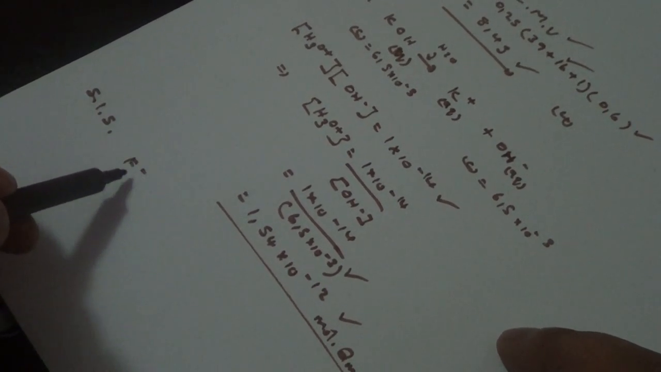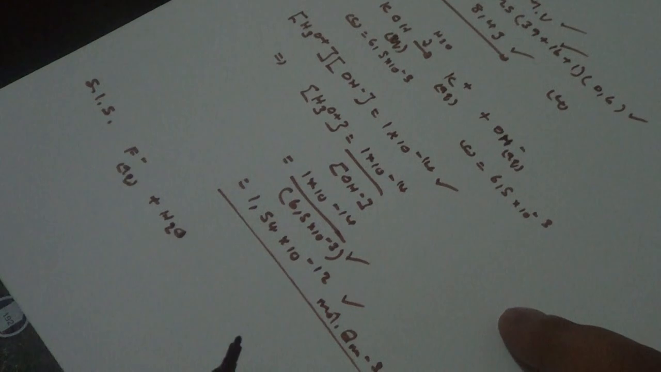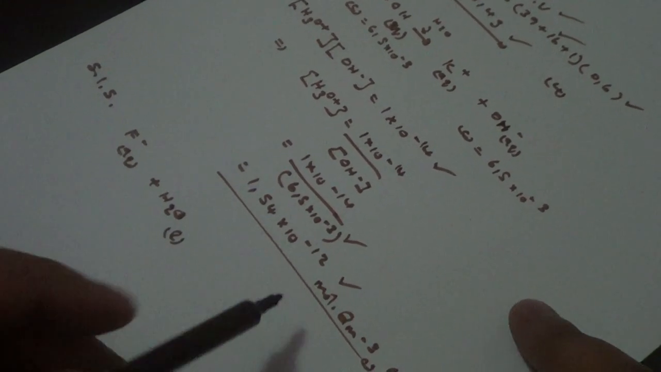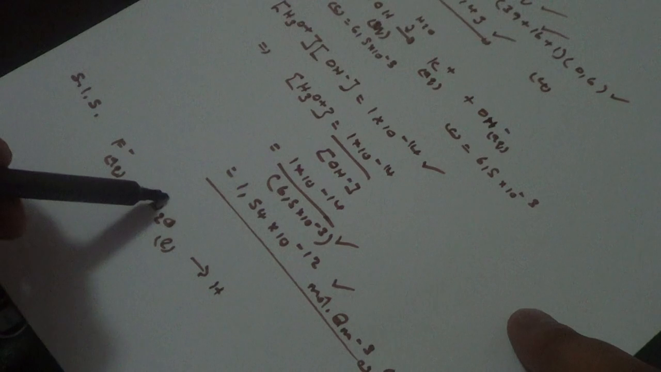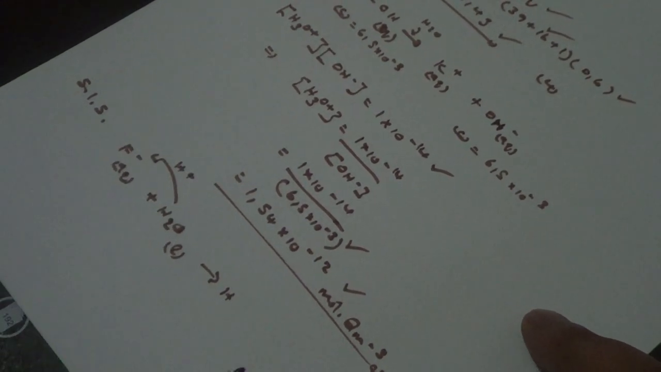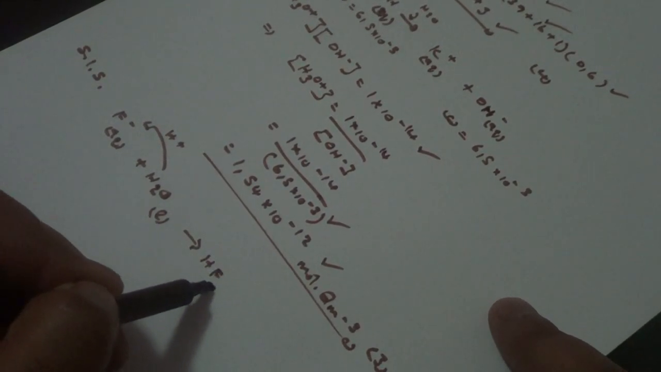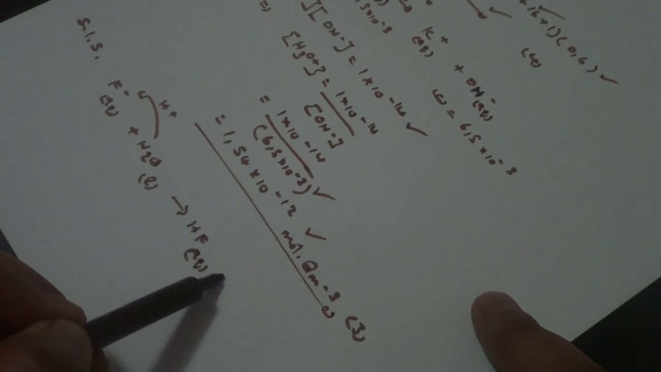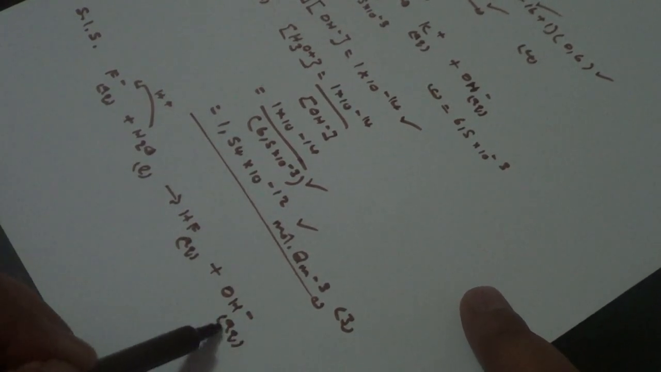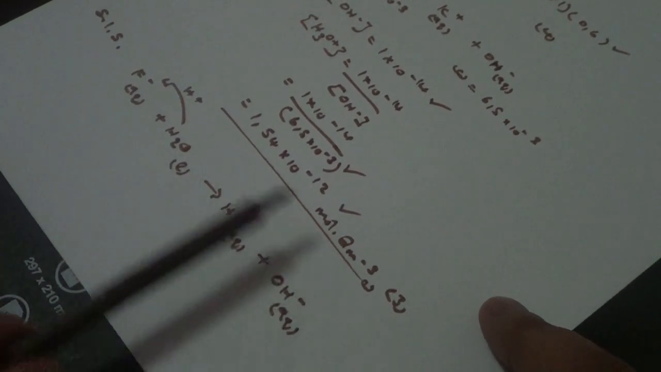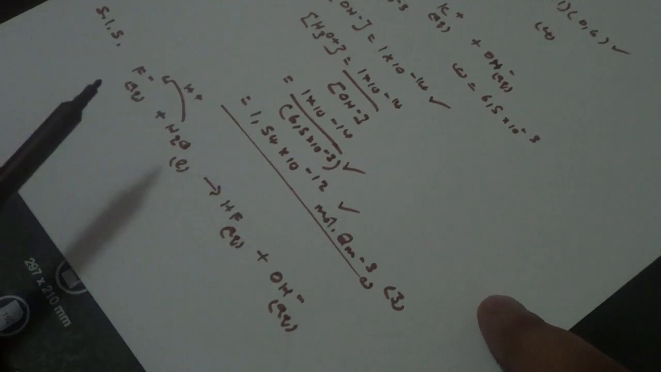This is question 5.1.5. So the fluoride ion in solution plus water. When we say hydrolysis, it's water, which is a liquid. Remember, this one will protolyze that ion. Water is a weak acid, so to speak. So we will have here HF, hydrofluoric acid, plus what remains here is the OH minus ion. So that is the formula for the protolysis of the fluoride ion, or hydrolysis of the fluoride ion.